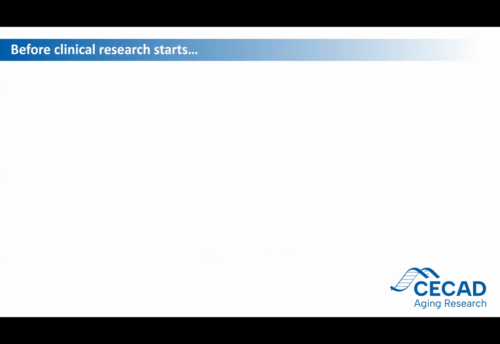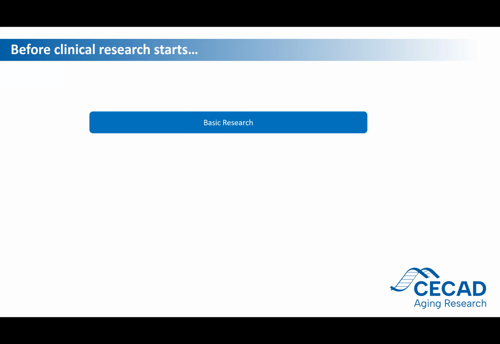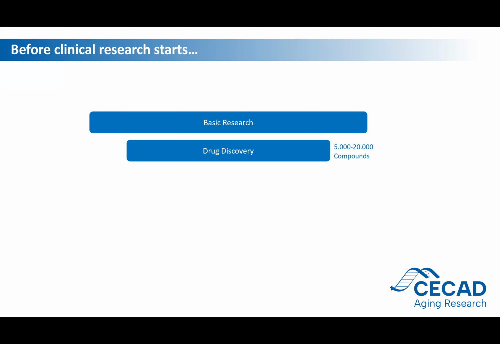To begin, we will have a very brief overview over the different stages that we have to go through when it comes to clinical research. First, there is, of course, basic research, which you are probably very familiar with. And from there, we have the chance to discover potential drugs. These are usually around 5 to 20,000 compounds that have the potential to, at one point, get marketing authorization and go into a person.